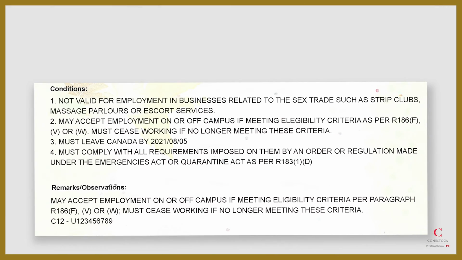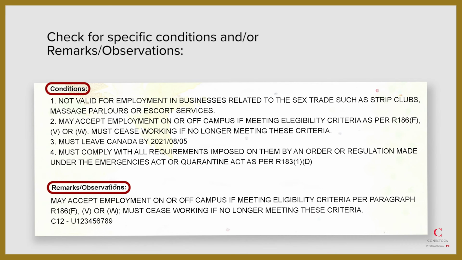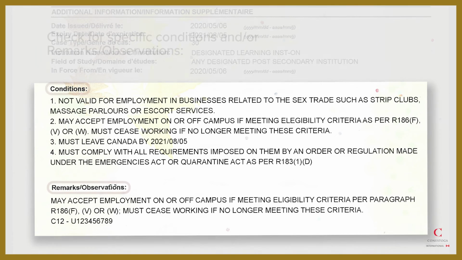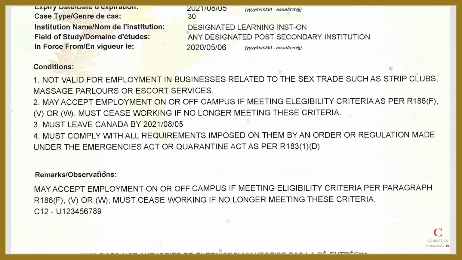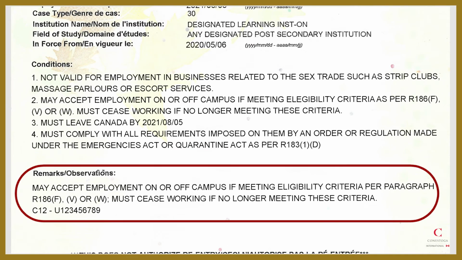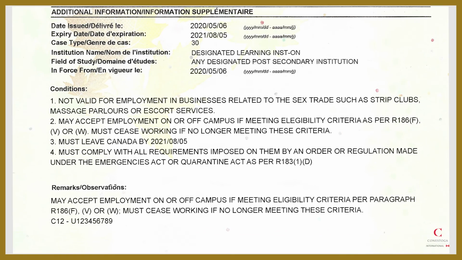Study permit conditions and/or remarks and observations. Check for specific conditions and/or remarks here. If you're qualified to work on and/or off campus while studying, your study permit must have a work condition similar to this one. If your study permit does not have work conditions, or if you have any other concerns or questions, book an appointment with your ISA for clarification and to review your options.